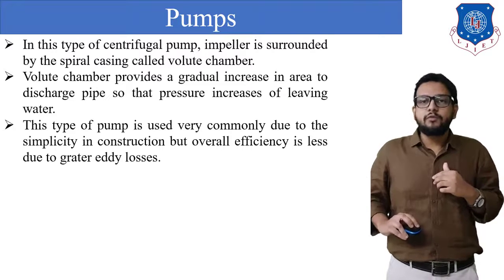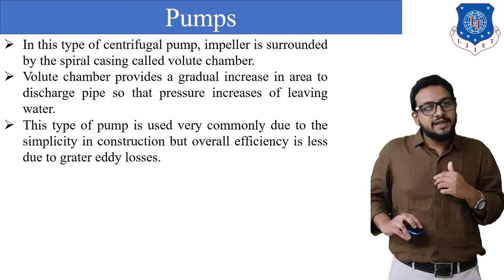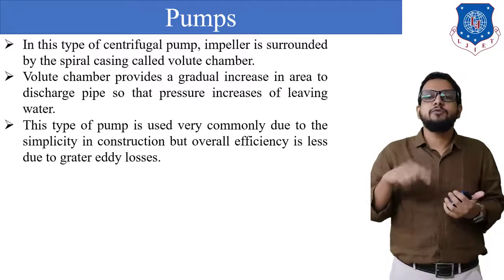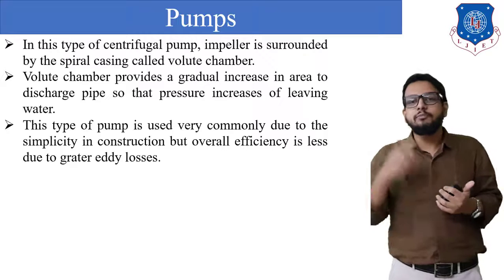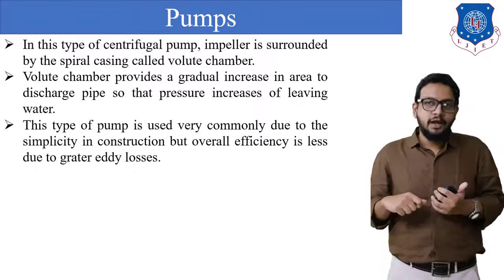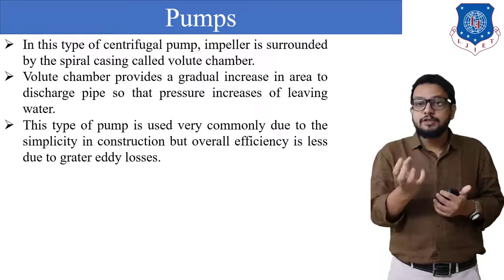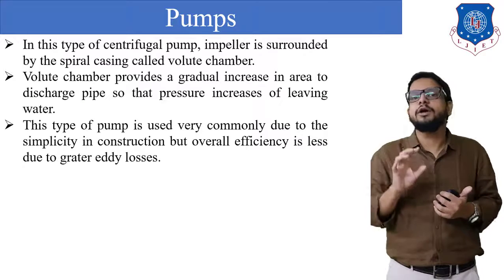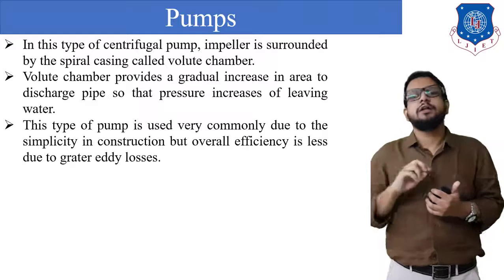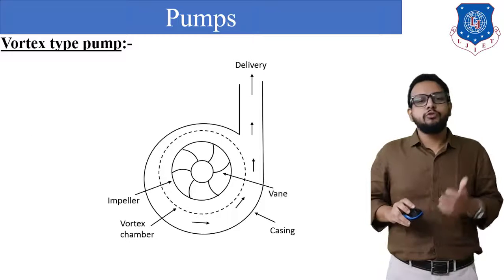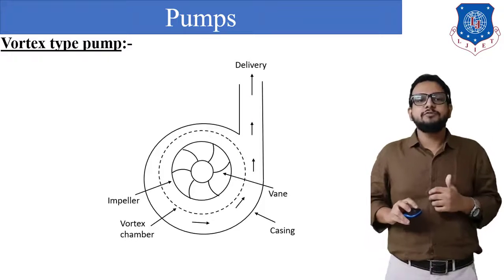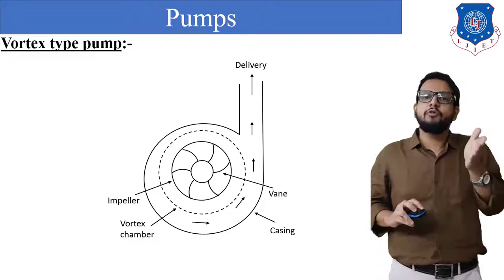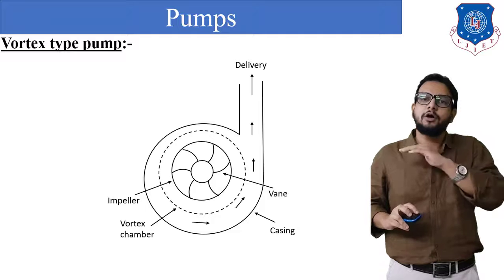Whenever a liquid leaves the impeller and strikes the casing, there is a formation of eddy currents, that is, whirl formation takes place. Because of that, bubbles are formed within the liquid, and if air bubbles are formed, the discharge of liquid will be affected, that is, a low quantity of water will be discharged to the delivery tank. To avoid that, the second type which we are going to use is a vortex type pump. In this pump, the limitation of the volute type pump is going to be avoided.